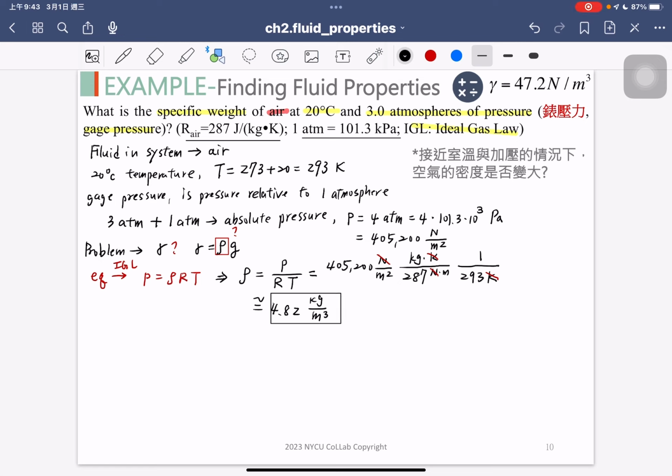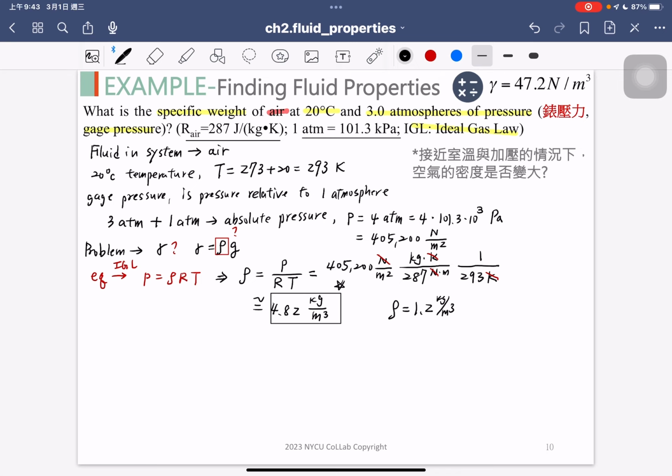Why do I tell you to stop here? Because if you remember the density of the air at room condition should be around 1.2 kilogram per meter cubic, right? If you check the table I put on the slide in the previous class. But right now, why do we have a very big density for the air? Because we do the compressions.